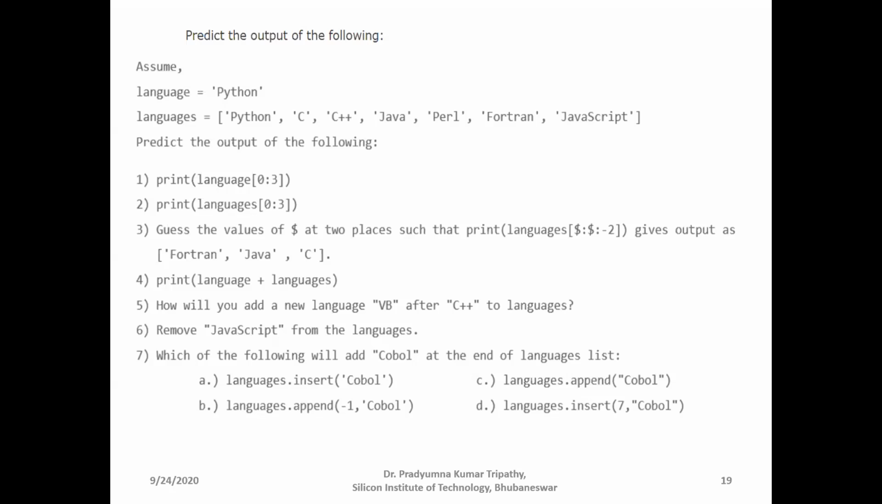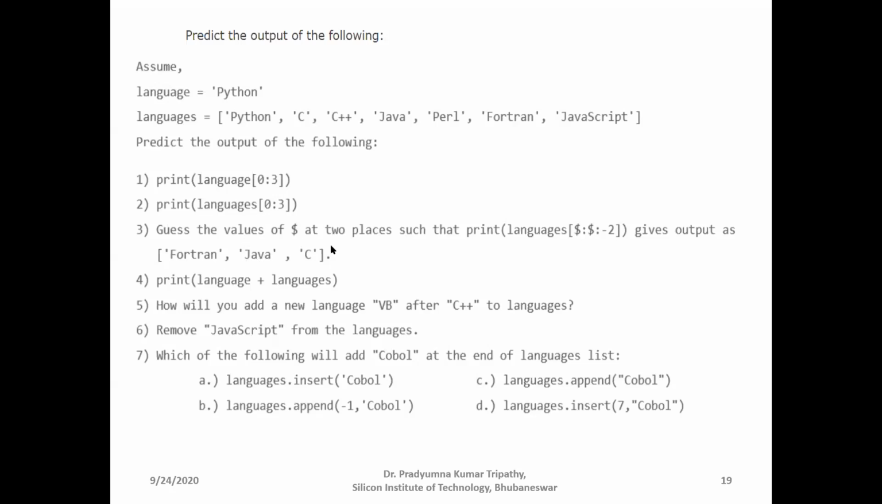Can anyone say print language 0 colon 3? Language, it's not languages. This is language and languages. PYT. 0 colon 3. 0, 1, 2, Python. 3. You want C++? PYT, not H. Only Python. 0, 1, 2. Correct. Now, if it is 0 to 3, then 0, 1, 2. Correct? Python, C, so C++.